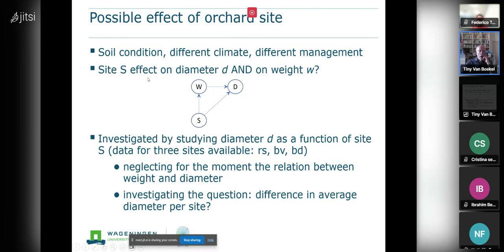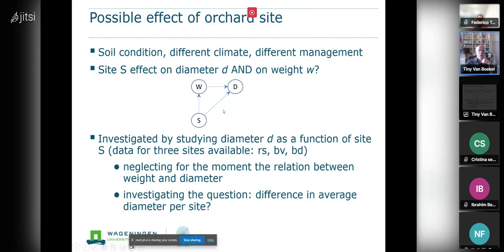The reasons why it could be different is that there are different soils, there are maybe different climates if the orchards are not close to each other, and there's also different management. So the question is, does this site, the orchard site S, have an effect on the diameter, but perhaps also on the weight at the same time?